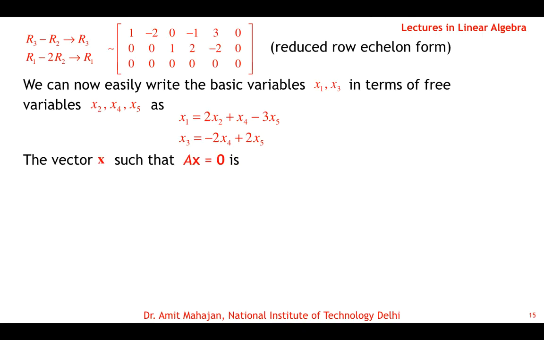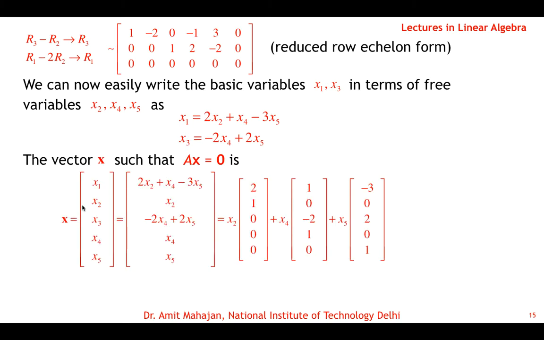So the vector equation for x such that Ax is equal to 0: we can write the x vector as x1, x2, x3, x4, x5. Because we have calculated the basic variables x1 and x3, we can put the x1 value and x3 value here. Then we can decompose this to write it as x2 times a vector plus x4 times a vector plus x5 times a vector. So it means x2 times the coefficients of x2, plus x4 times the coefficients of x4 from here.